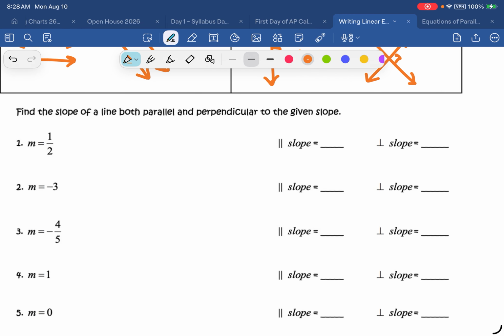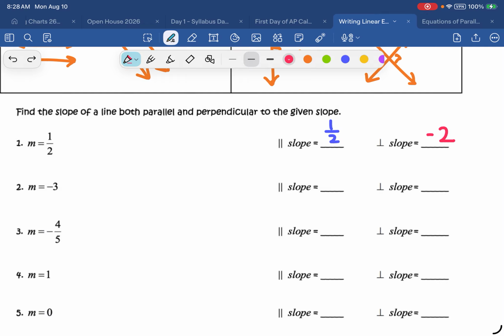So for example 1 here, if my slope of a line is 1/2, and I want to find a parallel slope, it's just going to be the exact same slope. It's also going to be 1/2. To find the perpendicular slope, though, I'm going to flip it and change the sign. So 1/2, when I flip it, becomes 2/1, which is just 2, and then change the sign, so negative. So a perpendicular line to this one will have a slope of -2.